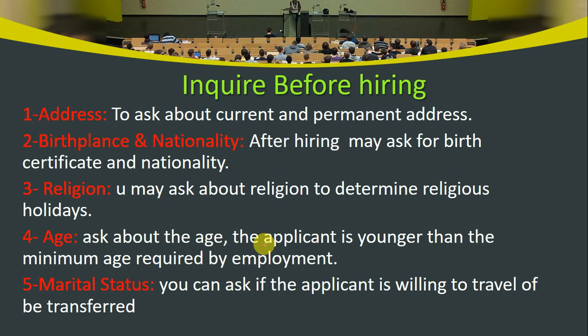So inquire before hiring. Inquiry چه قسمی باشه؟ background inquiring. So you need to ask about the current and permanent addresses, birth and nationality, religion, age, marital status. این چیزها باید باشه. اول از address to ask about current and permanent address. از اون سوال میکنن که فعلی کجا زندگی میکنه و دائمی کجا هستن. nationalityش چیست؟ تولدش کجا شده است.